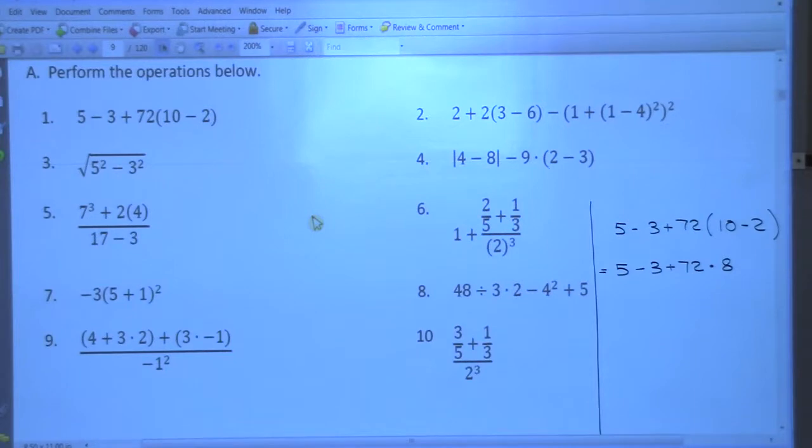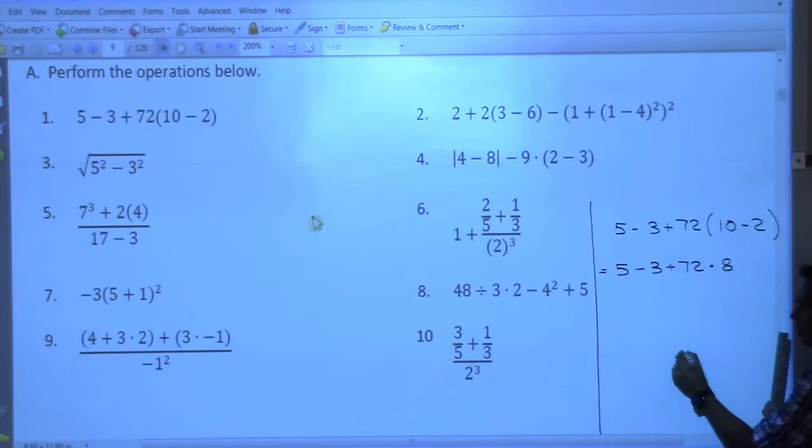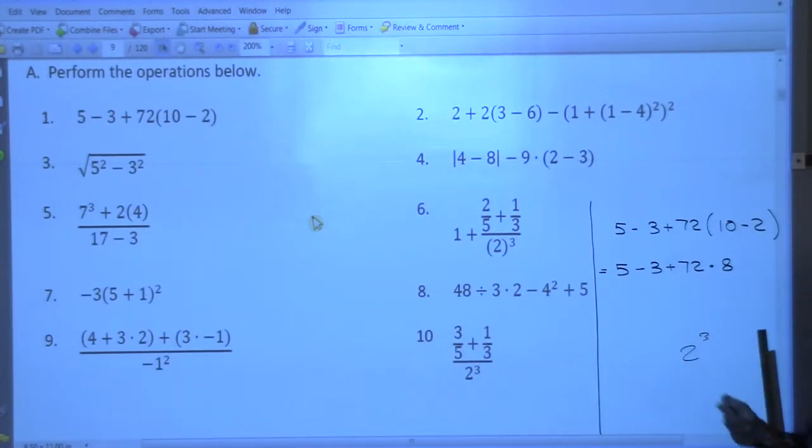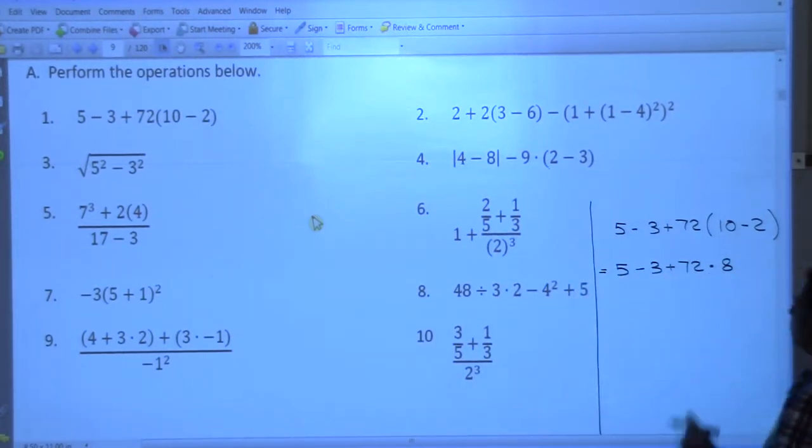So now what? I start over with PEMDAS again. I do anything in parentheses, which I don't have anything. Exponents, I don't have anything, right? Y'all know what exponents means, right? Like 2 cubed, that's an exponent. So I don't have any of those. So I move on to multiplication or division, whichever appears first. And in this case, all I have is multiplication. So 72 times 8? 576.